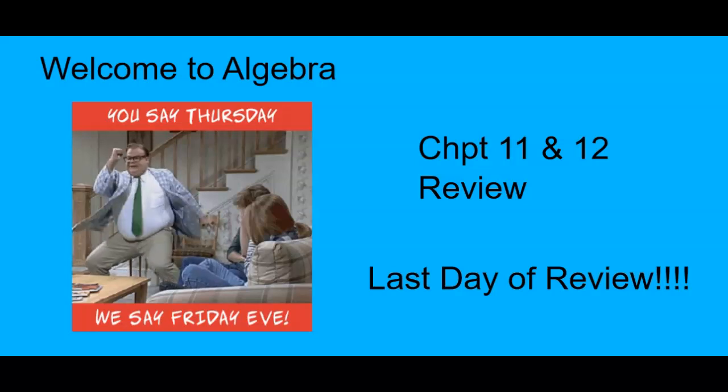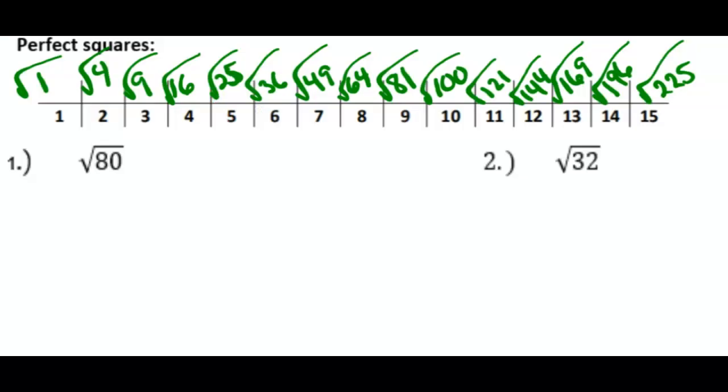Hello, Algebra. This is our last day of review. So, let's see what we've got. As you know, Chapter 11 was all about simplifying square roots. And we did that using the perfect square method or the tree method. I'm going to demonstrate the perfect square method because I think it's the one you guys struggled with the most, but it really is the easiest one.